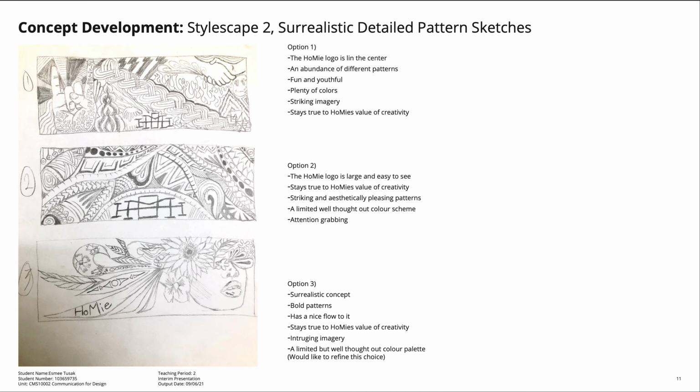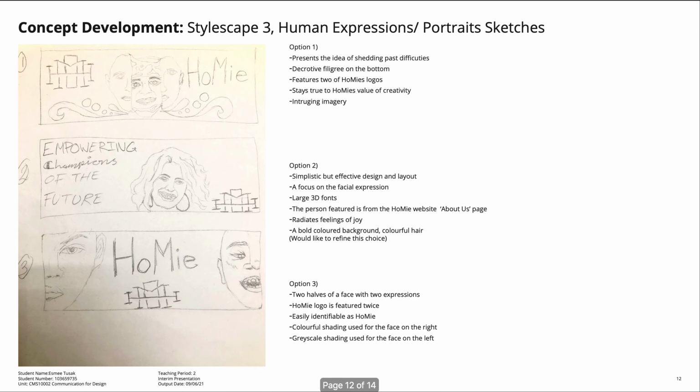And finally, here we are at my thumbnail sketches inspired by my third stylescape. This first option features two different faces, one that is scared and unsure and is split in half, whilst the second one is hopeful and smiling, emerging through the split face. The idea behind this imagery is to portray the idea of shedding past difficulties and emerging stronger and ready to be more successful. This is how some of the youths feel when given the unique opportunities from Homey.